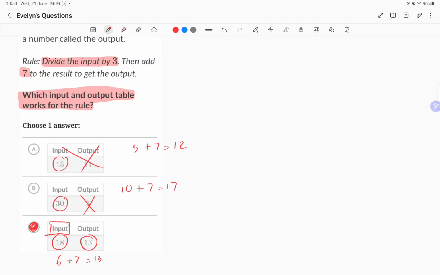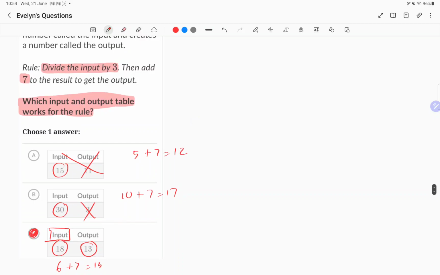So input is what you put into, so the input here. Yeah, so you start with that number first, and the output is the result.